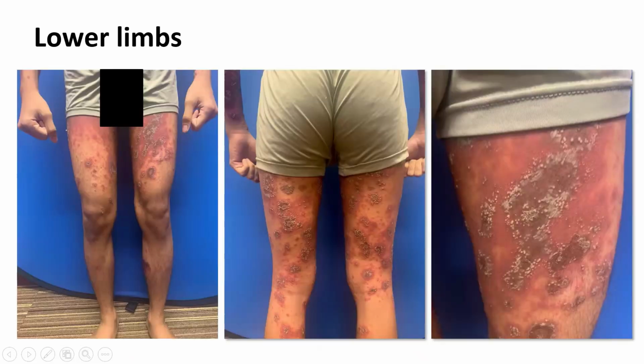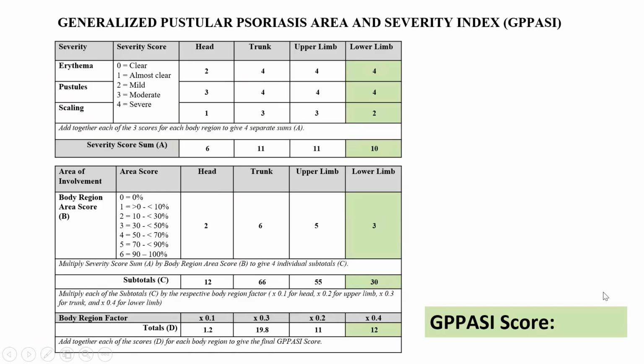Finally, let's look at the lower limbs. Again, this region carries significant weight. If you look at the color, again, it's very dusky erythema. There are lakes of pustules, but not so much scaling. So for this patient, the erythema and pustules get a score of 4 each, scaling 2, total of 10, and the area I would put as 3, between 30 to 50% of the leg surface area. So total will be 10 times 3 is 30, times 0.4, which is the weighted area for lower limbs, which gives a score of 12.